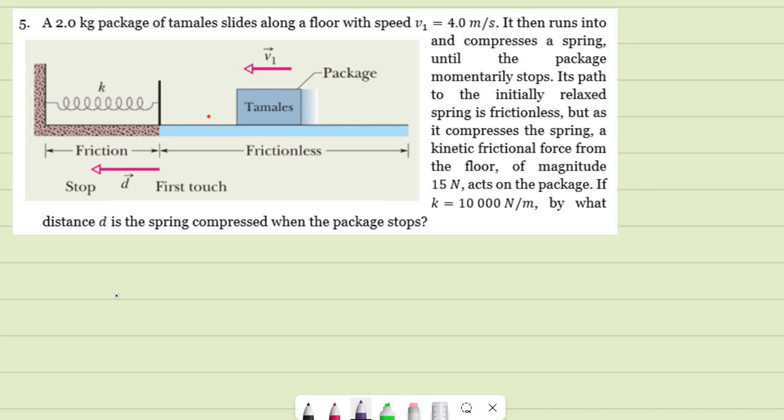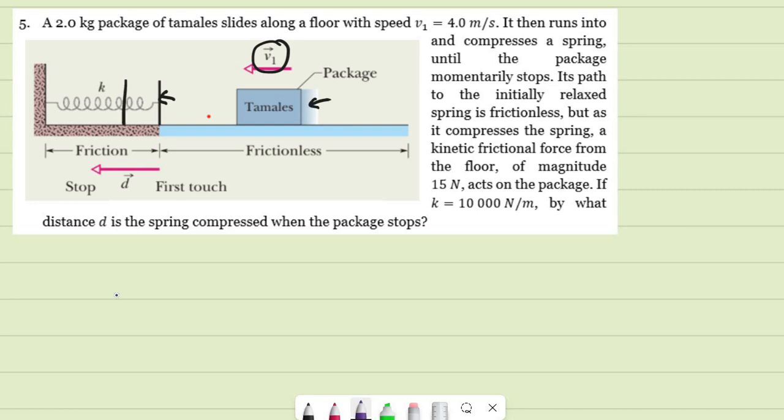Let us try to solve this one first. It talks about a 2 kilogram package. This package of tamales slides along a floor with speed v equals 4 meters per second. So it's going with v1 speed. It then runs into and compresses a spring. So there is the spring and it compresses it by some amount.